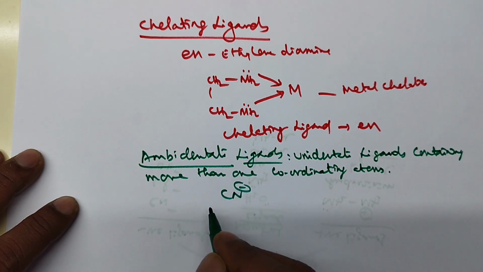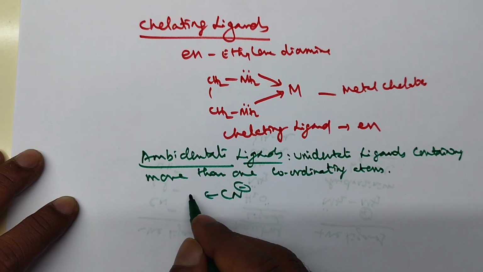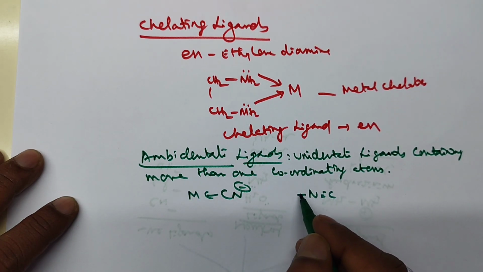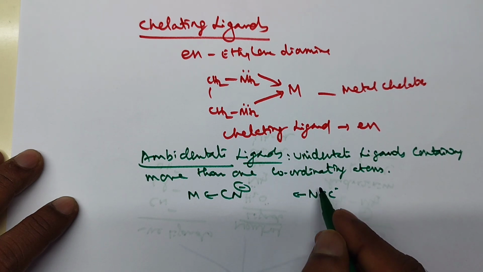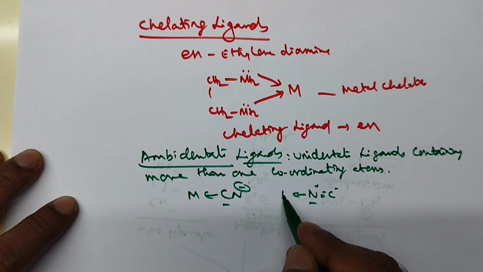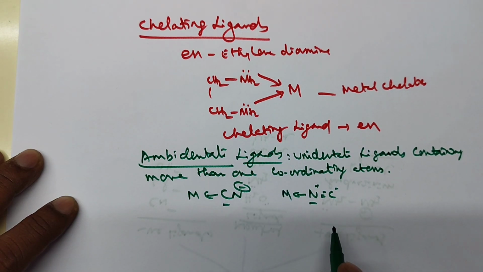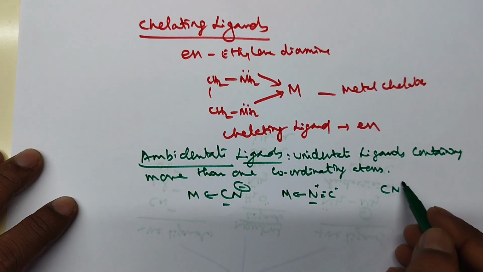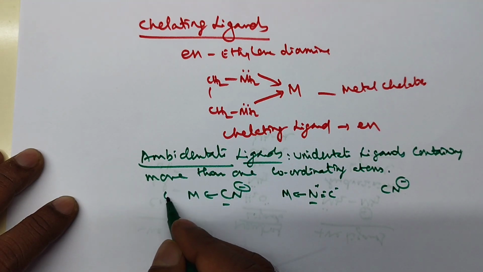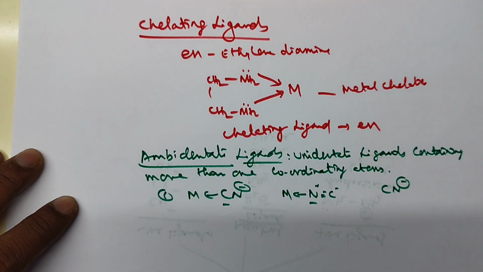CN minus. So here this can coordinate with the metal ions, or NC, this can coordinate with the metal ions. So either the carbon atom or the nitrogen atom. Therefore these we can call ambidentate ligands. CN minus is actually a unidentate ligand, but it has two different coordinating atoms. This is one example. The another example we can give.